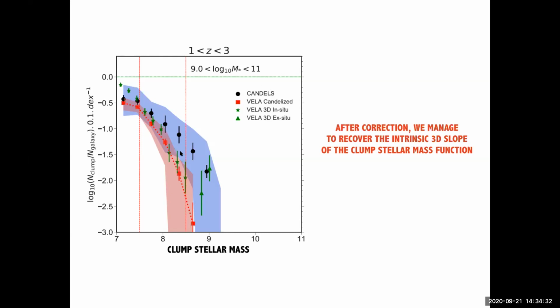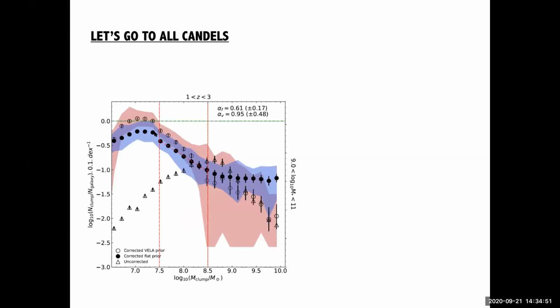Once you know this correction, you can extrapolate. But again, this is an extrapolation: I trust my correction for this Vela candelized, and I apply it to the whole CANDELS data set. This is a bit risky, because this is an extrapolation of ML, so you need to take this with a grain of salt, but you can do this exercise. If you do that, this is the stellar mass function you get for CANDELS clumps, and you see more or less the same behavior.